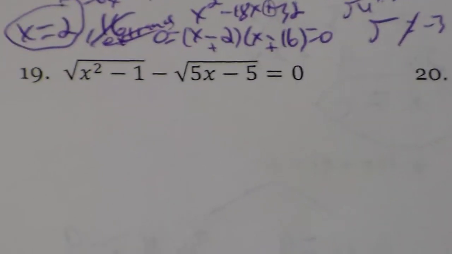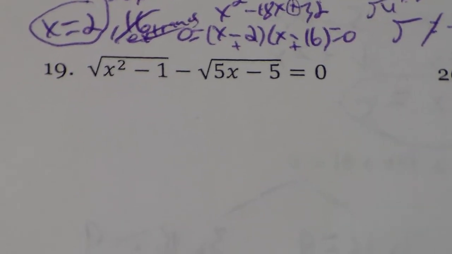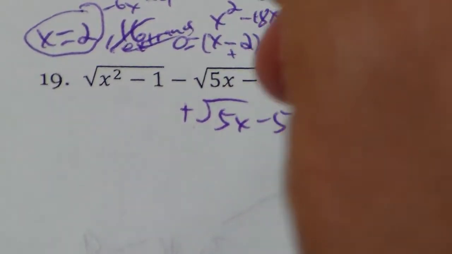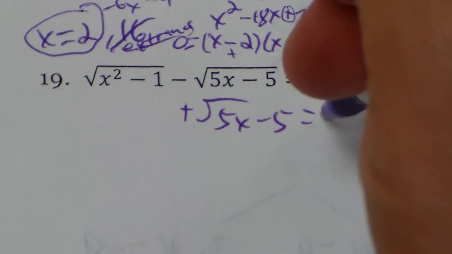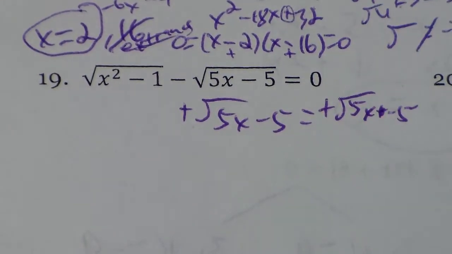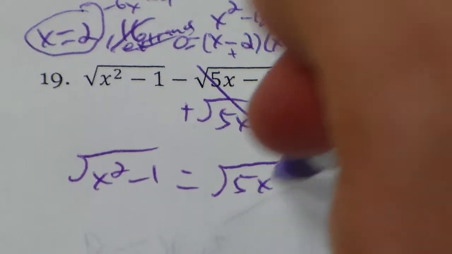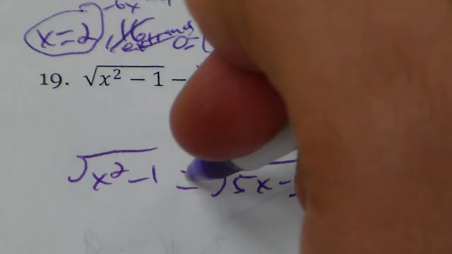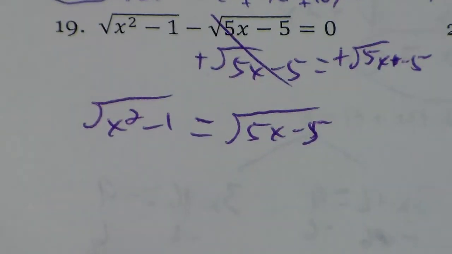Okay, so here's number 19 now. So this one is very similar to number 18. You just got to go ahead and add that radical 5x to the other side. So when you add that to the other side, then we get x squared minus 1 is equal to 5x minus 5. But it's positive on this side now, on the right side of the equal sign.